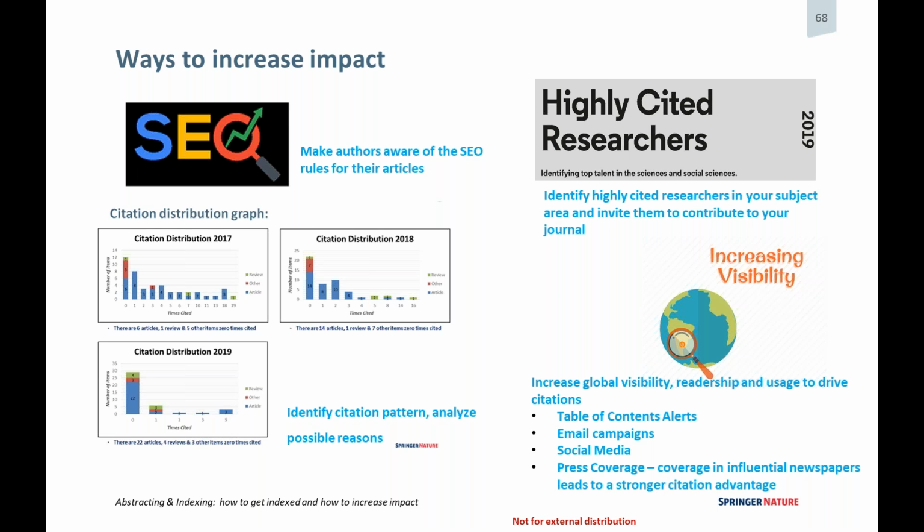So from the publisher and the EIC perspective, highly cited researchers, identify them, invite them to contribute to your journal. That will increase the reputation of the journal and recognition and increase visibility of the journal. So there are various marketing strategies, which of course Springer Nature employs, but increasing visibility should be an ongoing point in mind for authors, EIC, as well as publishing teams.